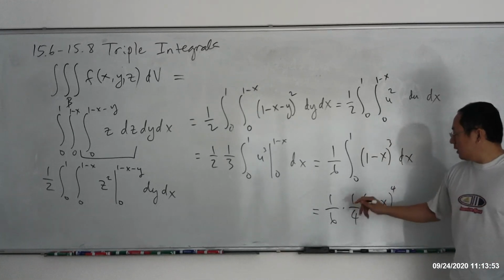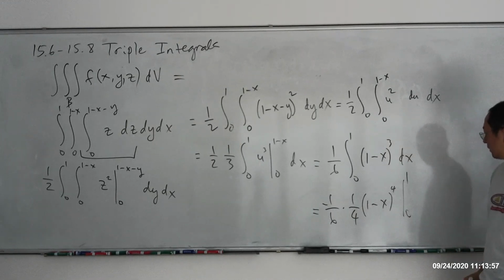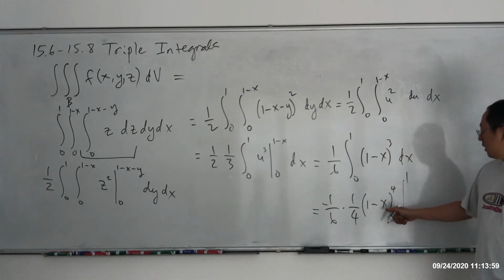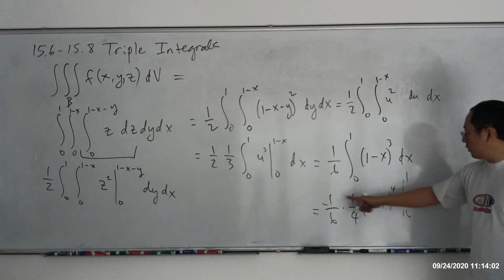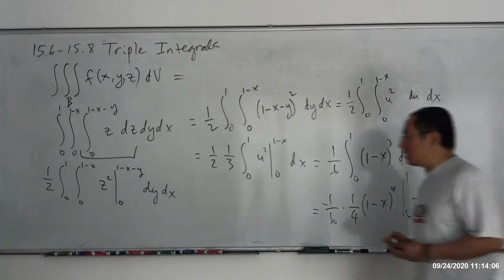This is a negative, so chain rule: put a negative in here. Run from 0 to 1, and plug it in. 1 right here is 0. 0 right here has become 1 with a negative, so this is positive 1/24. You guys can check the algebra out, okay?